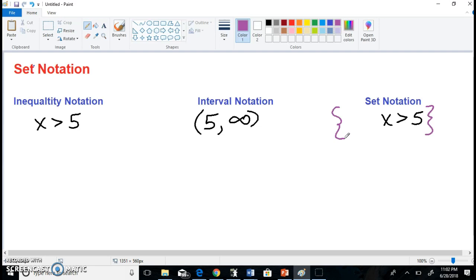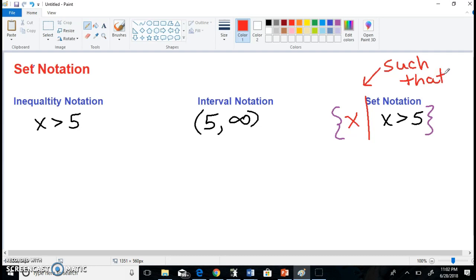Now, notice I've left a space in front of my inequality notation, and this is all you have to write in front: you write an X and a bar. So this bar here has the meaning such that. So X is such that X is greater than 5. X is all the numbers greater than 5.